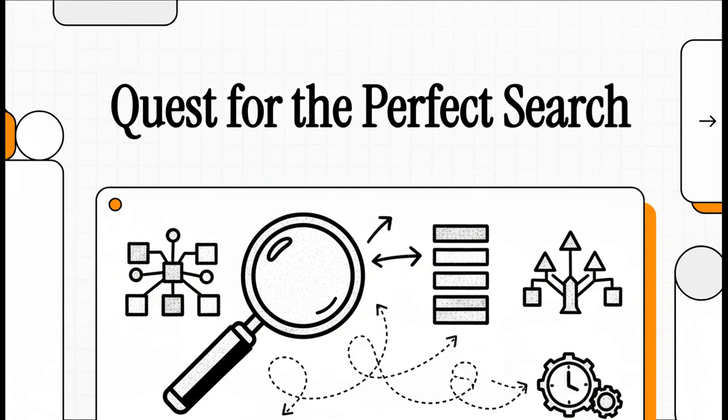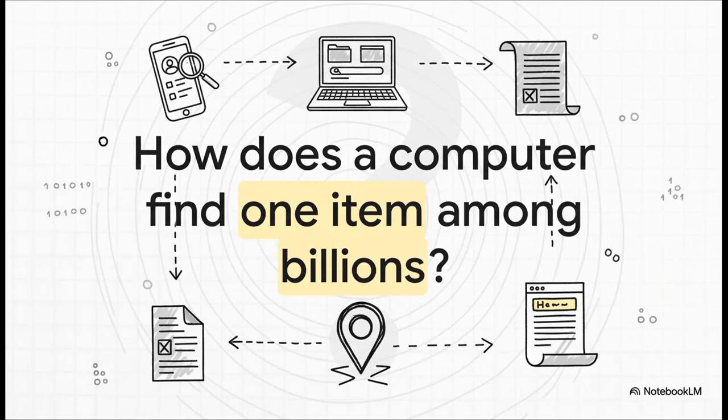All right, let's dive into one of the most basic, fundamental things a computer does, probably hundreds, if not thousands of times a day for you. And that's just finding things. I mean, really think about it. You're searching for a contact on your phone, a specific file on your laptop, a word on a web page, and the answer just pops up, like, instantly.